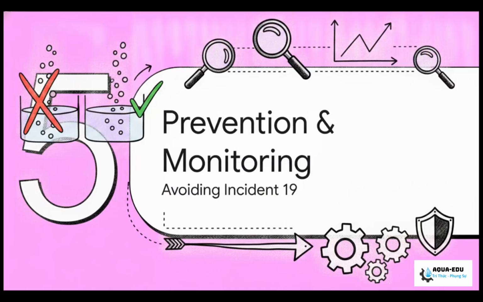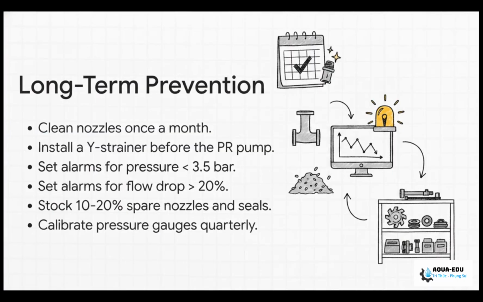Moving on to Section 5, Prevention and System Monitoring. Look, fixing the acute problem is only half the job, right? The other half is making completely sure we never have to face Incident 19 again. To prevent this from coming back, we've got to upgrade our operating habits. You need to commit to cleaning those nozzles once a month, no exceptions. And if you haven't done it already, get a Y strainer installed on the suction line right before the PR pump. That'll catch the debris before it ever even reaches the nozzles.